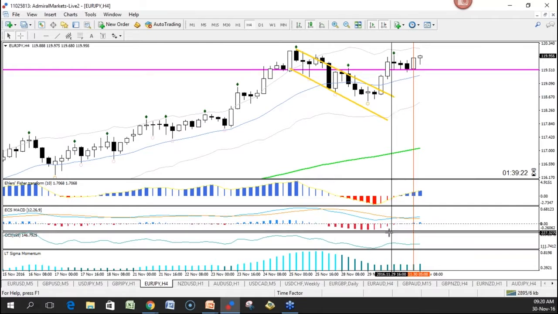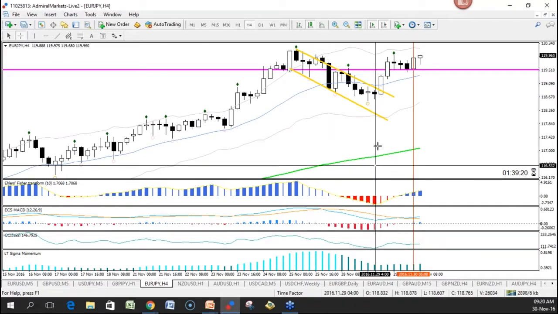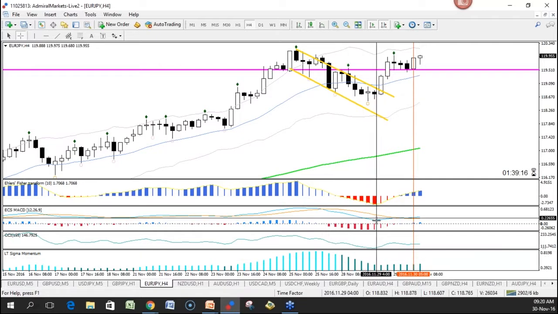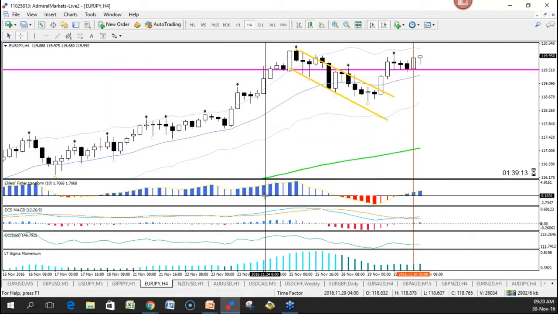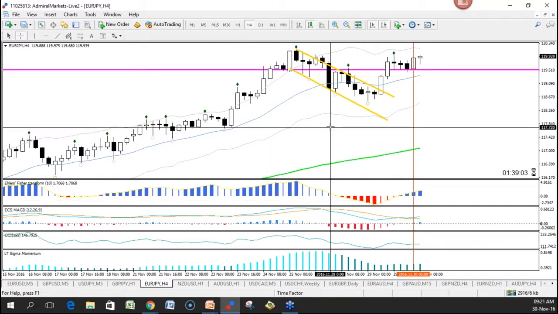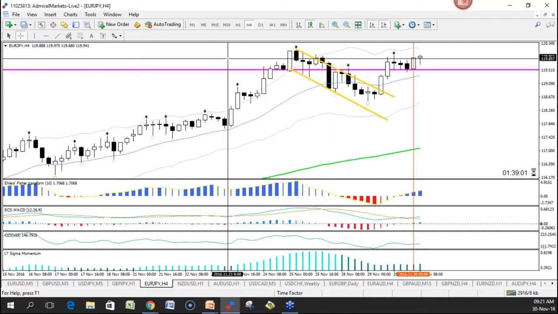Actually, on the MACD the turnaround already happened earlier, on this candle. This is up. This is retracement. And the end of the retracement is happening here and here. So on the 4 hour, this was down, but otherwise that looked like a retracement.